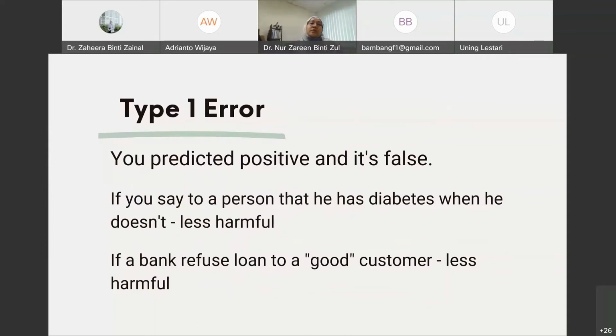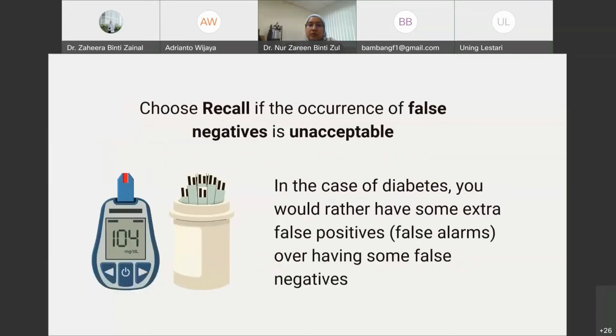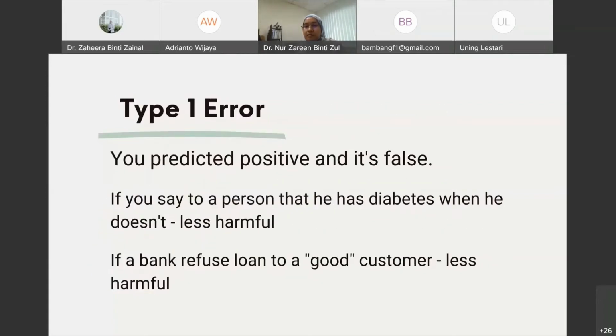So when we talk about that, the next would be the errors. Again, type 1 error is when you predict it as positive and it is false. Okay, so it's a false positive. Predict as positive, but it's false. So in the case of diabetes just now, when we talk about recall here, false positive is when we say, okay, you have diabetes, but actually you don't. This is less harmful. Okay, so in the scenario of diabetes here, having a slightly higher type 1 error would not harm so much.